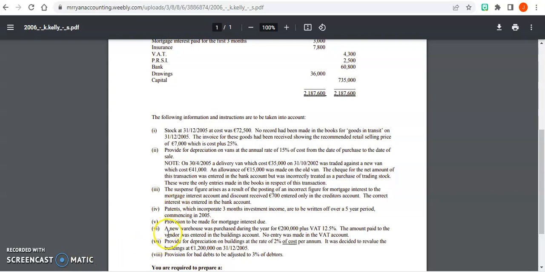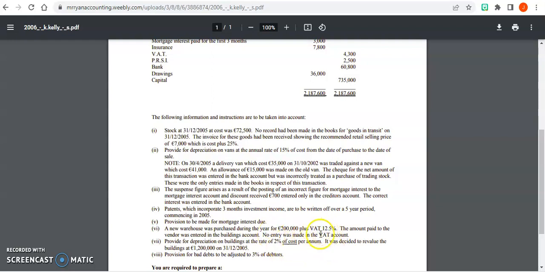Okay, so let's have a look at the sixth adjustment for K Kelly 2006. It says a new warehouse was purchased during the year for 200,000 plus VAT at 12.5%. The amount paid to the vendor was entered in the buildings account, so that's incorrect. The VAT shouldn't have been entered in the buildings account, it should have been entered in the VAT account.